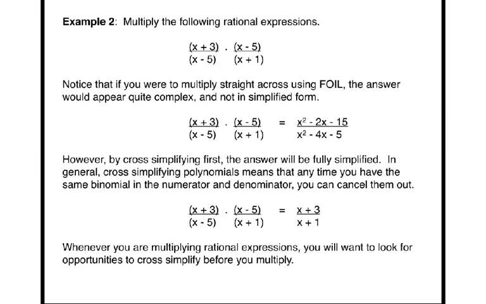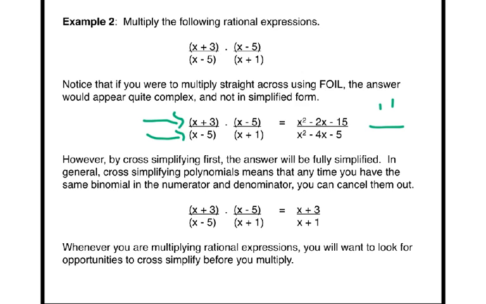Let's take a look. Let's multiply the following rational expressions. Notice that if you were to multiply straight across using FOIL, the answer would appear quite complex and not in simplified form. Namely, x plus 3 FOILed with x minus 5 gives you x squared minus 2x minus 15, and x minus 5 times x plus 1 FOILed gives x squared minus 4x minus 5. This is quite complex. Whoops, let's go back. However, by cross-simplifying first, the answer will already be fully simplified and you don't have to FOIL anything.